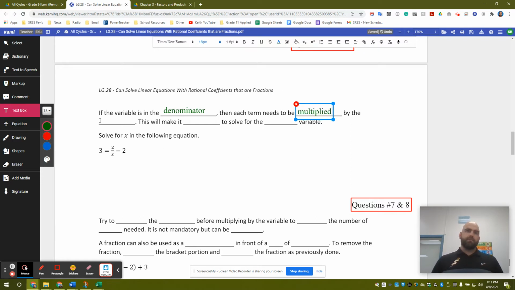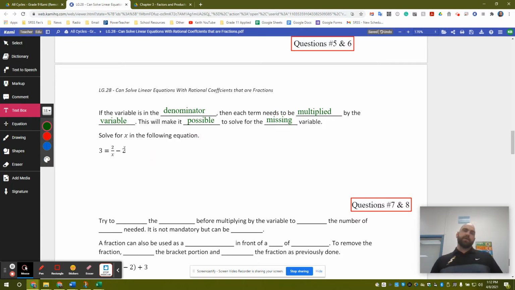by the variable. So we're actually going to multiply by a letter, which might seem a little bit odd, but it really does work, and we can definitely do that. This is going to make it possible to solve for the missing variable. In fact, solve for the value of x in this case. So what we're going to do is solve for x in the following equation.